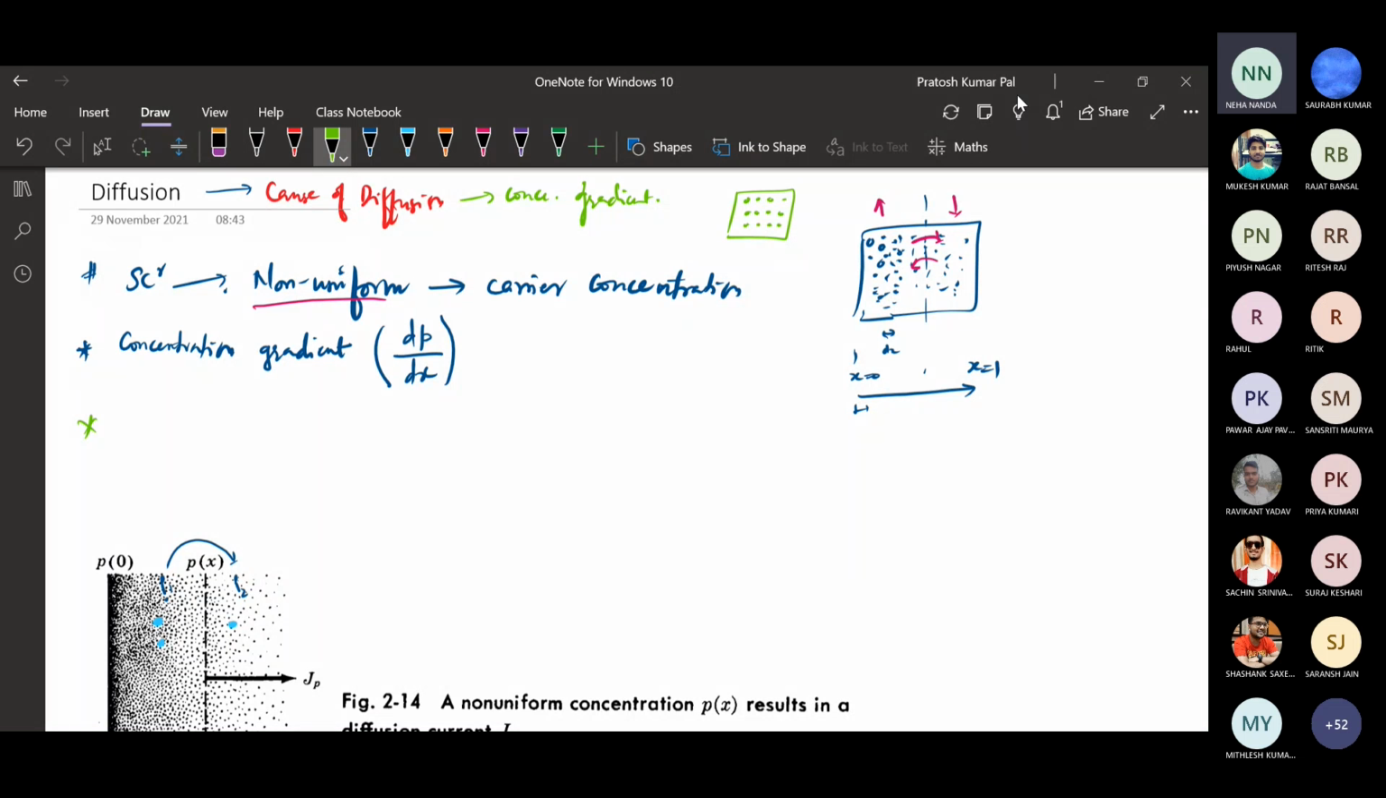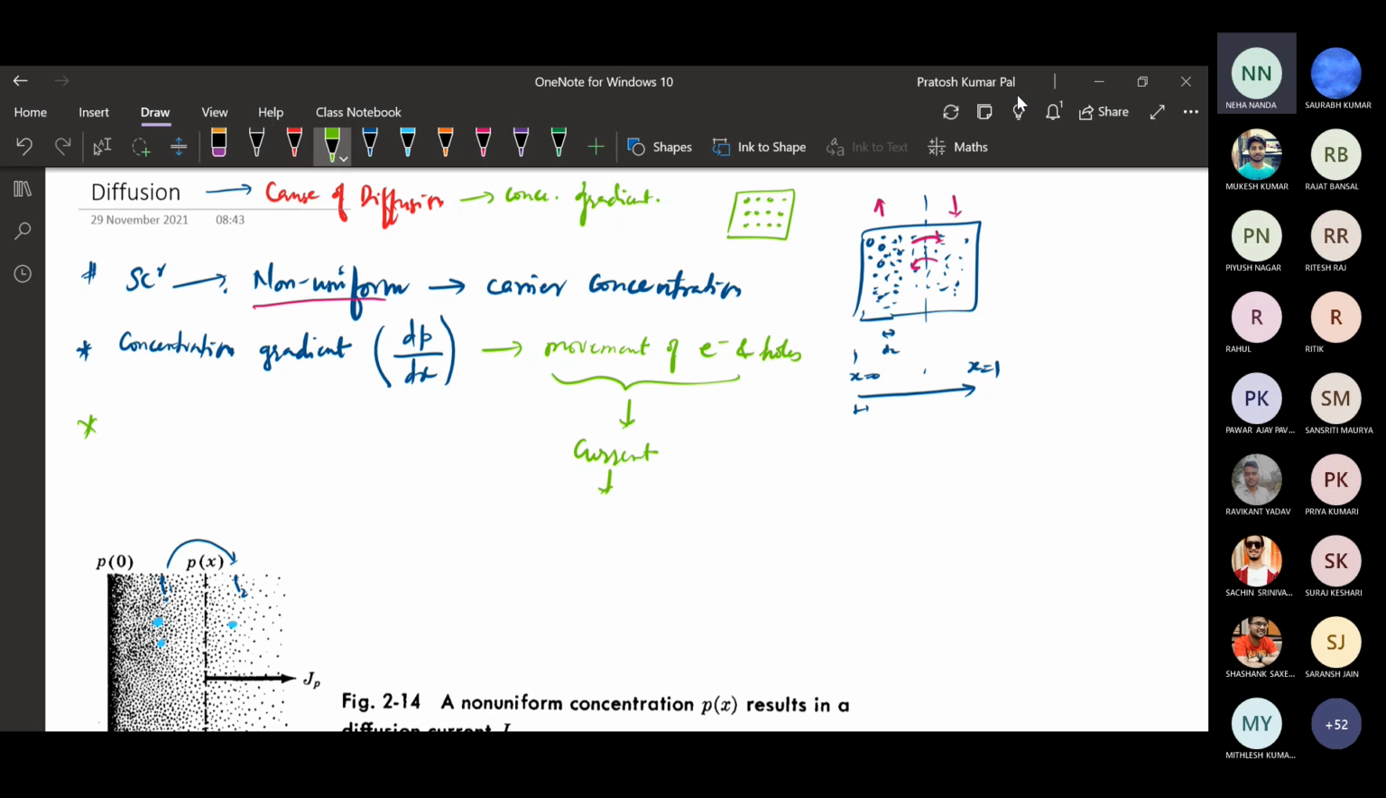So this concentration gradient basically results in the movement of charge carriers. As there is a movement of charge carriers, there will be a current conduction. If charge carriers are moving from one location to another, that results in current conduction. This concentration gradient results in movement of charge carriers like electrons and holes, and this movement of electrons and holes will result in current.